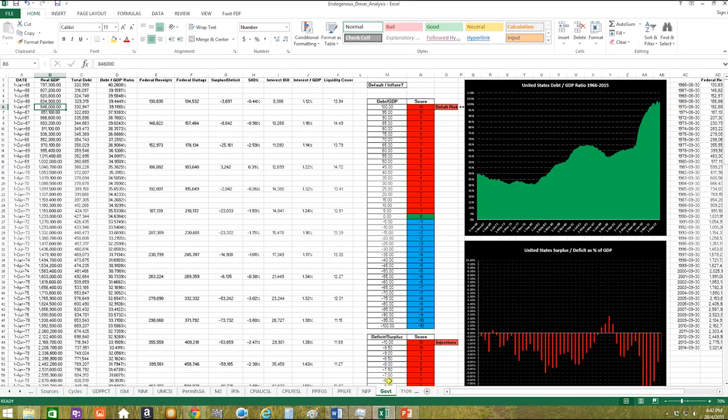So we're back into the government tab here, and what we're looking at here is real GDP quarterly and the total debt levels of the government in column C. So we have the date, real GDP, and total debt. And in D, we're simply working out what percentage of debt this value is to real GDP in every quarter.